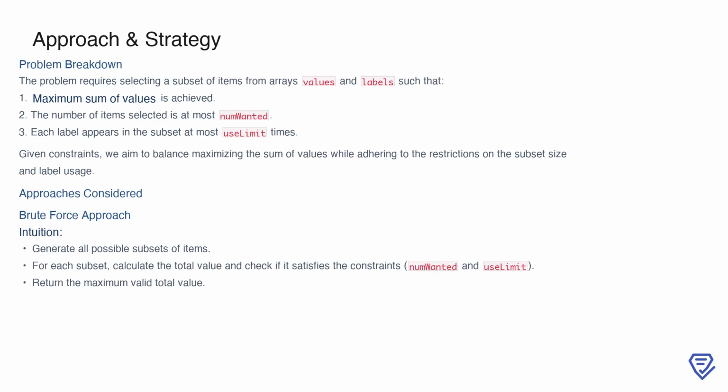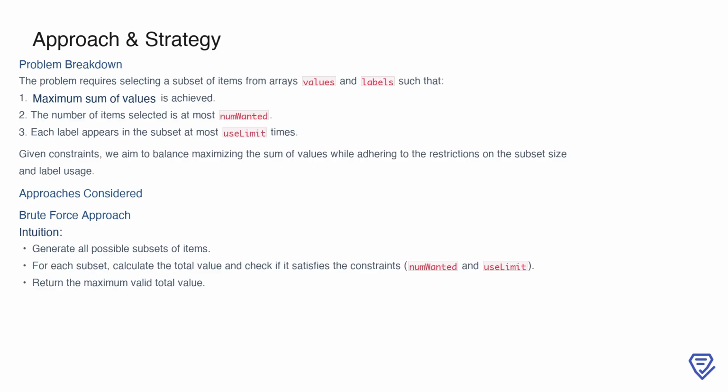To solve this problem, we need to maximize the sum of selected values while adhering to two key constraints. The number of items chosen must not exceed the specified limit, numWanted, and the frequency of any given label in the subset must not surpass useLimit. This requires us to carefully balance value maximization with constraint enforcement. One potential approach is using brute force. Here, we would generate all possible subsets of items, calculate their total values, and verify whether each subset meets the constraints. From the valid subsets, we would return the one with the highest total value.